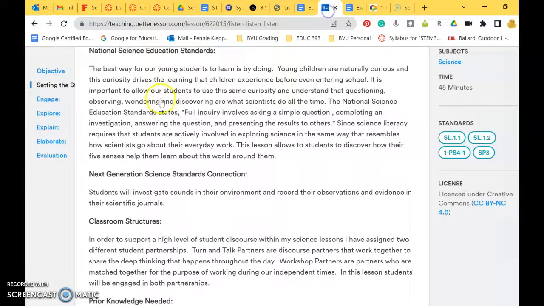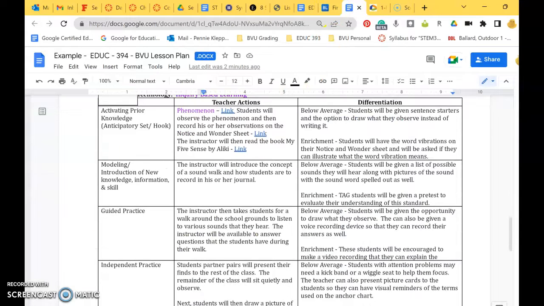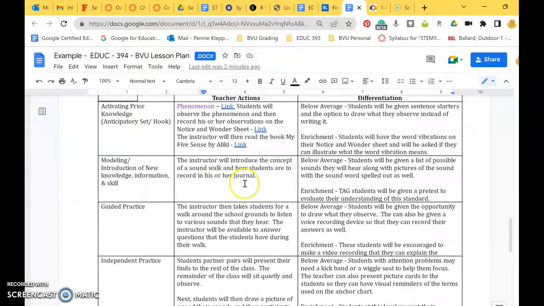And if you look over here, this is in the Engage section of a 5E lesson plan. It's right there. And then for modeling, the instructor would introduce the concept of a sound walk and show them how they were going to record in his or her journal.